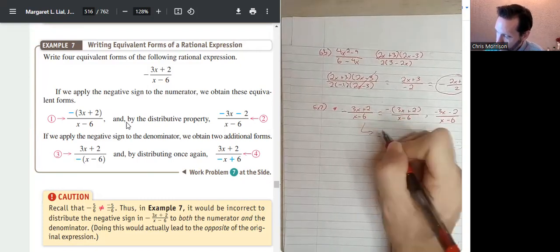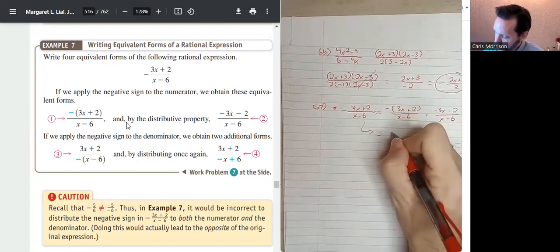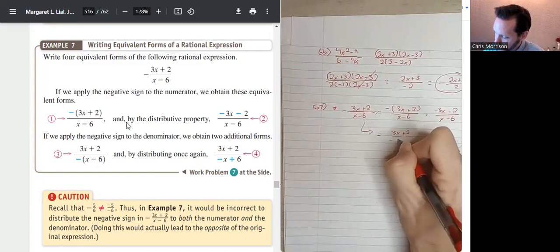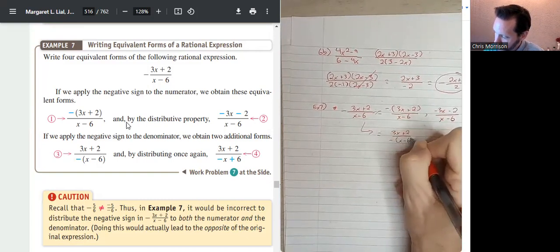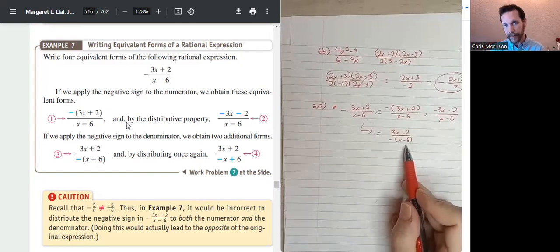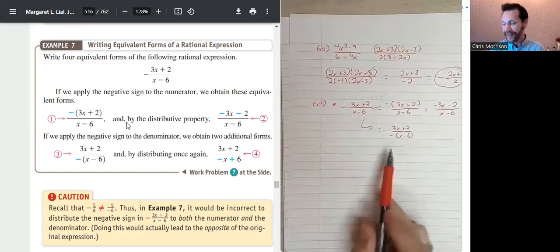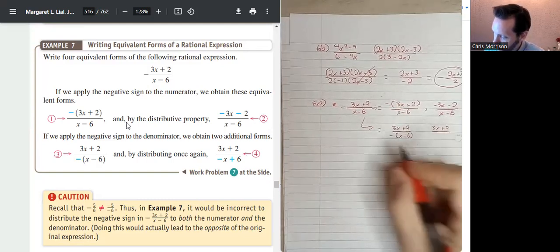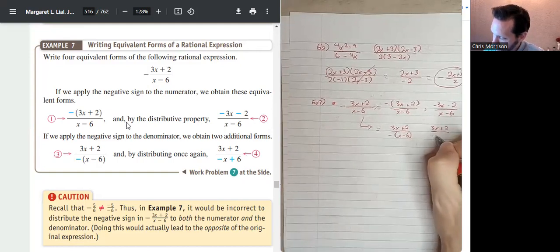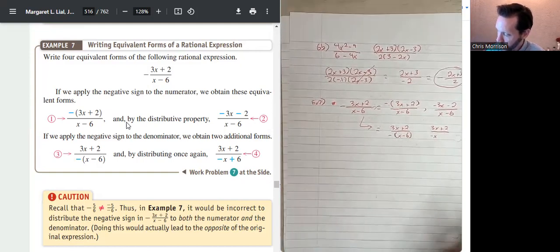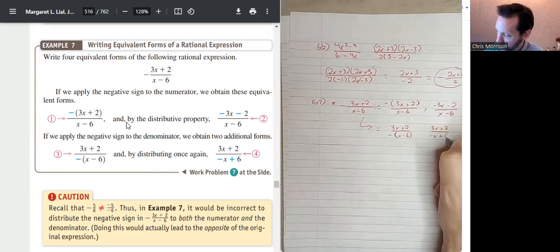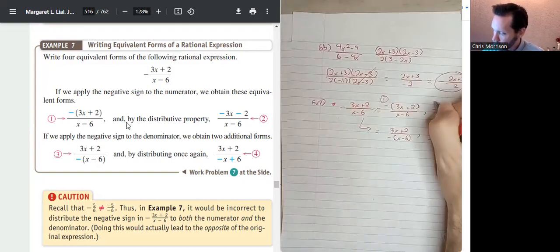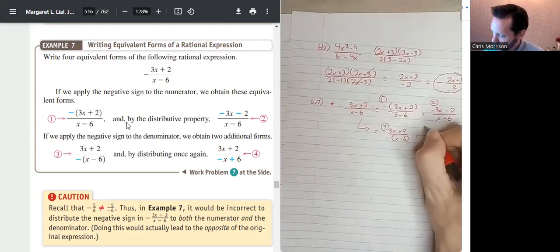Alternatively, I can apply the negative to the denominator: 3x plus 2 over negative, x minus 6. That's another way I can write this. And then I can distribute this negative. So 3x plus 2 over negative times x is negative x. Negative times negative 6 is positive 6. And that would be the fourth way. So that's number 1, number 2, number 3, number 4.